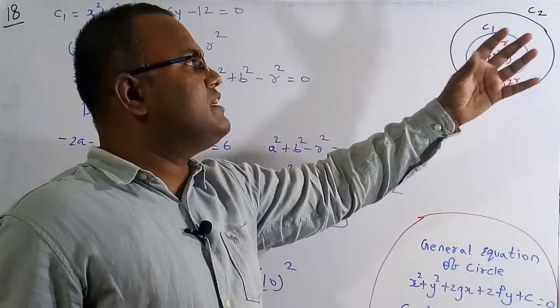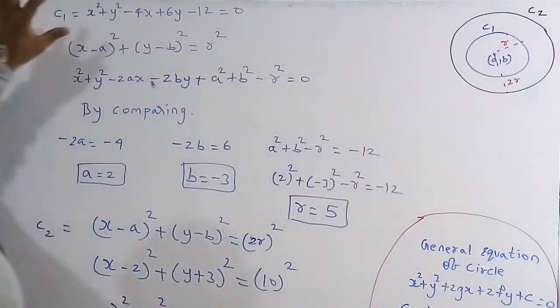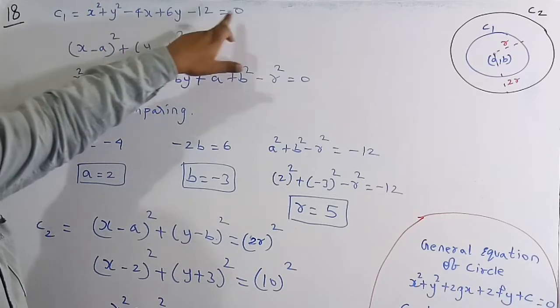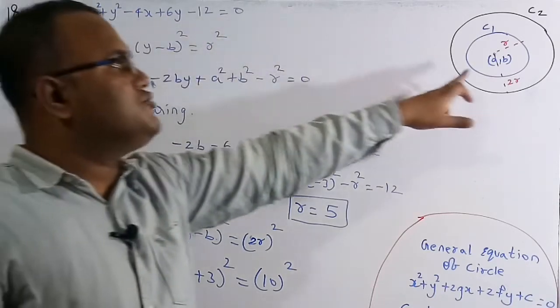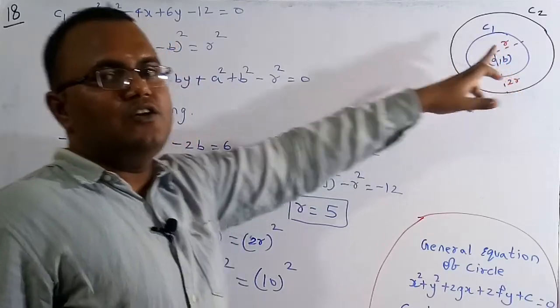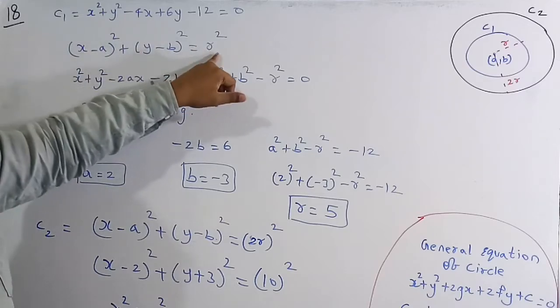Then we have to find the equation of the circle C2. So circle C1 equation is x square plus y square minus 4x plus 6y minus 12 is equal to 0. I have assumed that the center is a comma b and the radius of the circle C1 is r. So the general equation of any circle is x minus a whole square plus y minus b whole square is equal to r square.